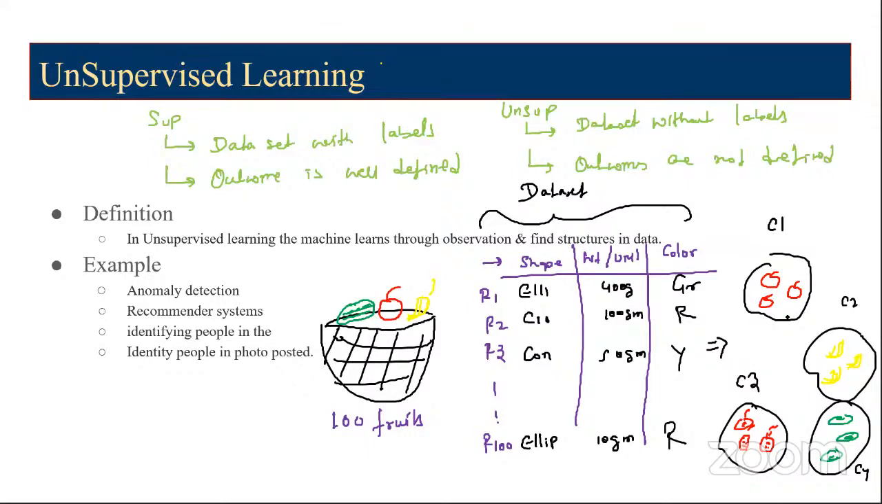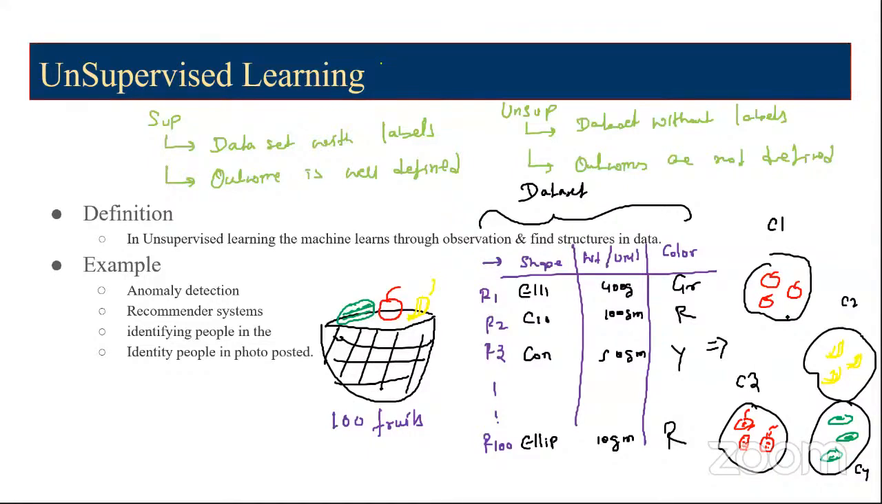Similarly, what can we say about C2? All the products or items which are part of C2 are going to be close to each other, and very different from all the items of C1, C3 or C4. Okay, so this is what unsupervised learning is, where we have access to an untagged data set, or a data set without labels, where outcomes are not defined.